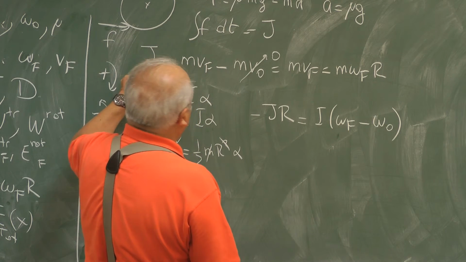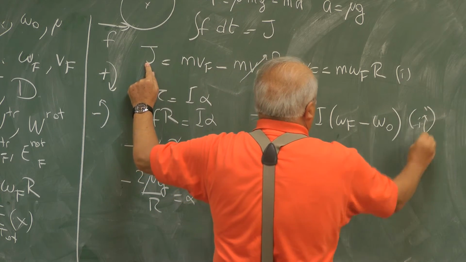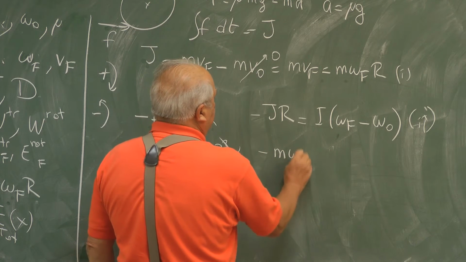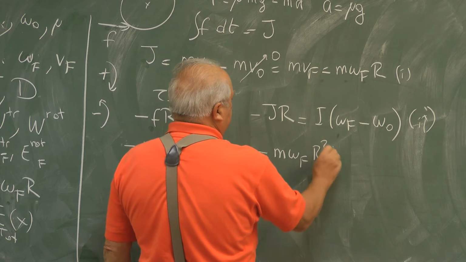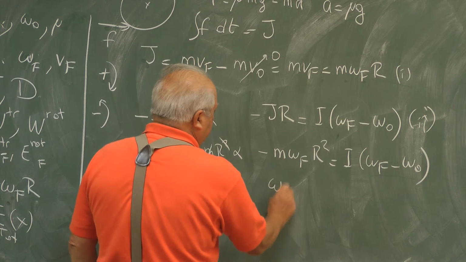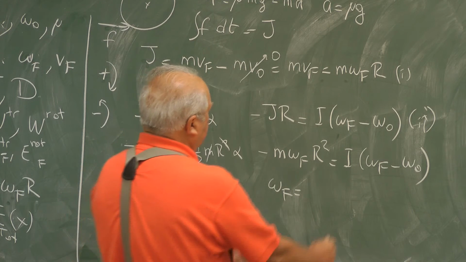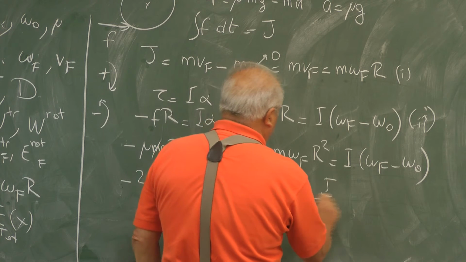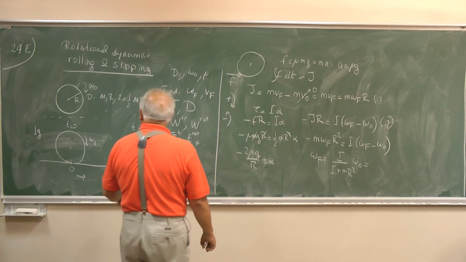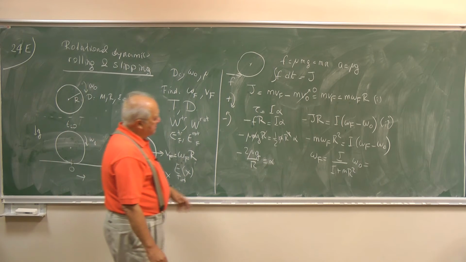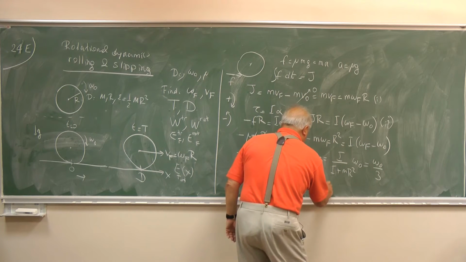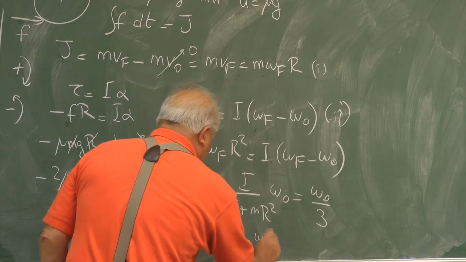And we can solve this equation because between this equation and that equation, we can eliminate J. J is m omega f r. So it is minus m omega f r times r square. That's equal to I times omega f minus omega 0. There is only one unknown here. Omega f is equal to, we take this one to here, that one to the right, I over I plus mr square omega 0. And if we put the value of the moment of inertia of the cylinder, 1/2 mr square divided by 3/2, so it is omega 0 over 3. And Vf is omega f r, that is omega 0 r over 3.